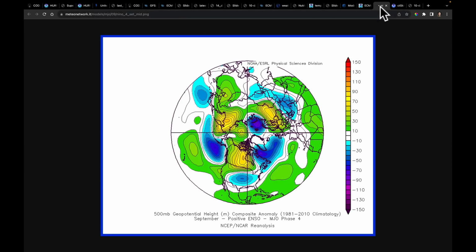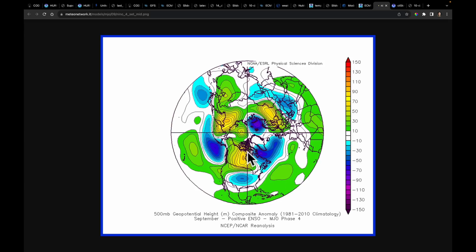Now thinking about that, if you look at MJO phase 4 when there's an El Nino and you're in September, we tend to get troughing that happens in this area with a blocking ridge that sits up over Canada. But this is not the kind of pattern that gets stuck and stays stuck. And the reason why I say that is there's plenty of momentum coming in from the Pacific. There's going to be flow to the south of this trough here, and we don't see a block up ahead of this in the North Atlantic.